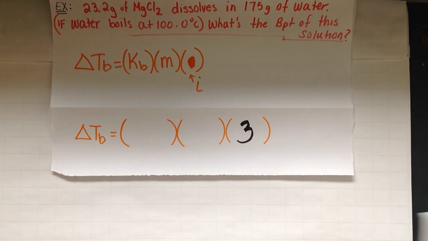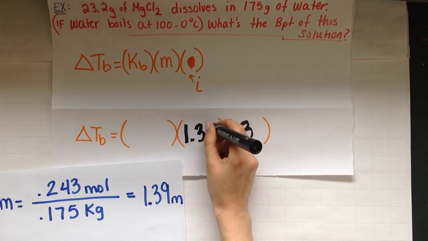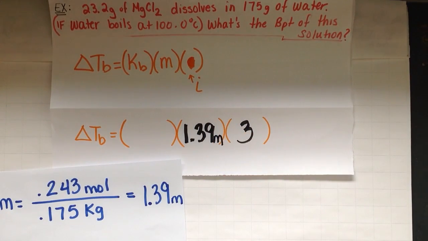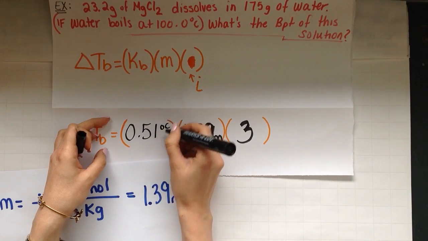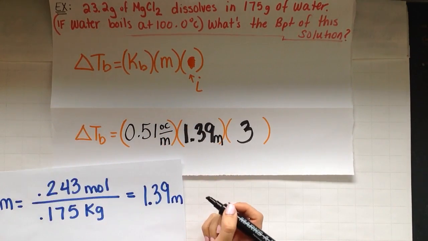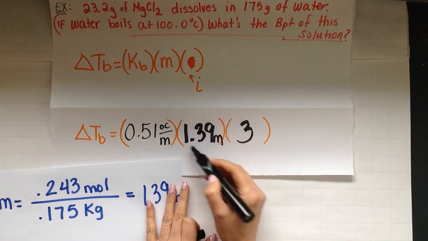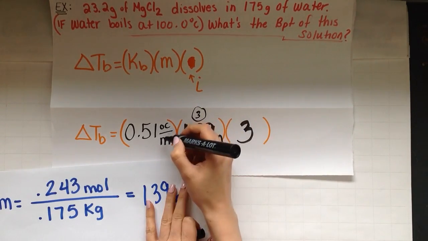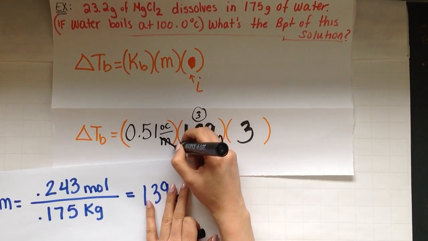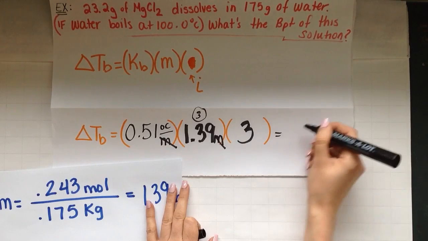I just did my molality, which is 1.39 lowercase m. And a second ago I had my constant, 0.51 degrees Celsius over m. Don't forget the units. That's a constant. We don't look at it. That's a counted number. We look at our measurement for sig figs. I have 3 sig figs. M cancels out with m. 3 has no unit on it because I counted. So I'm left with degrees Celsius.